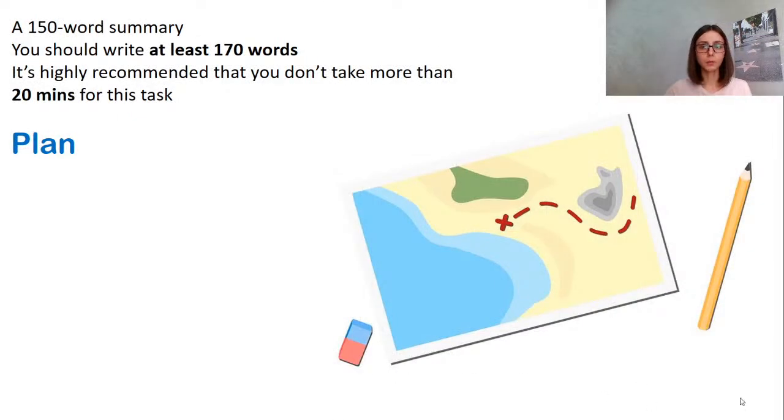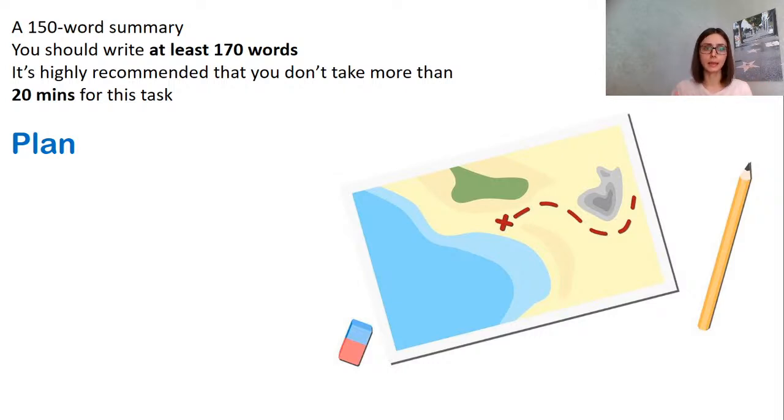So now let's take a look at the plan. It is still called the summary, and the requirement is to write at least 150 words, but you should write at least 170 words. It's highly recommended. Also make sure that you don't spend more than 20 minutes on this task, because you will also need to write the second task, which takes longer and is a little bit more complicated. So that's why 20 minutes and at least 170 words.